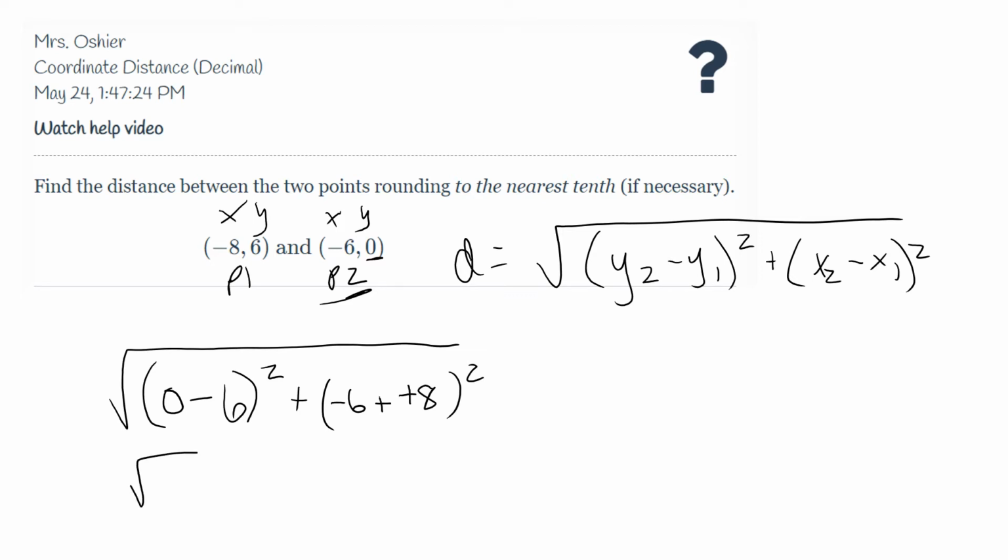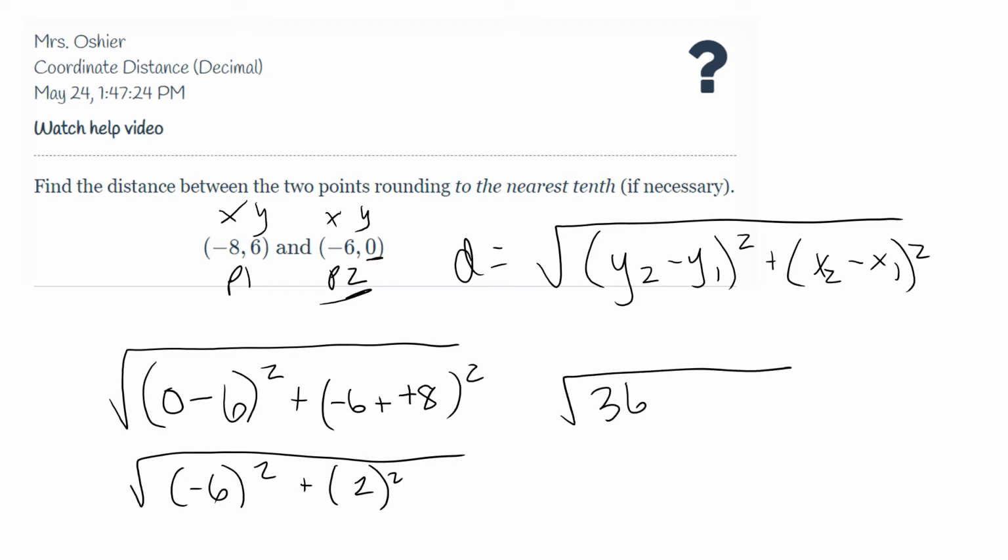So now I have the square root of negative 6. 0 minus 6 is negative 6. Negative 6 plus 8 is positive 2. And again, another thing to be careful with, negative 6 squared is a positive 36. So when we keep that going, we have 36 plus 4. Then we end up with the square root of 40.